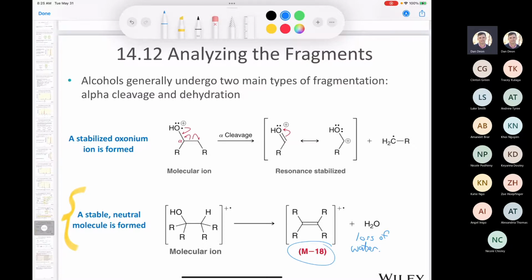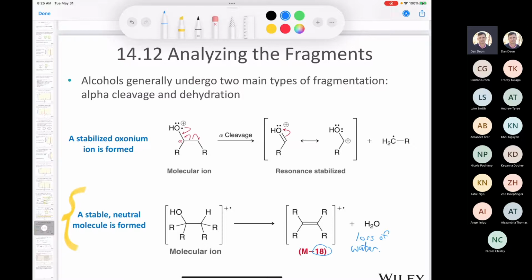we oftentimes see a peak at M-18 for an alcohol. What do you notice about that 18? This is the first even number we've seen. And so all the other fragments that we looked at were odd so far. So when you see an even mass and it's 18, it usually means a loss of water, which would denote that you probably have an alcohol.